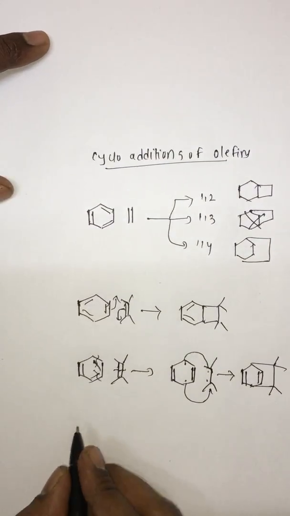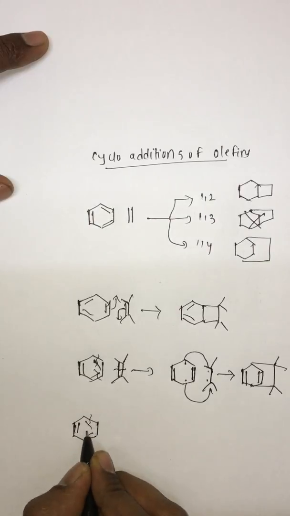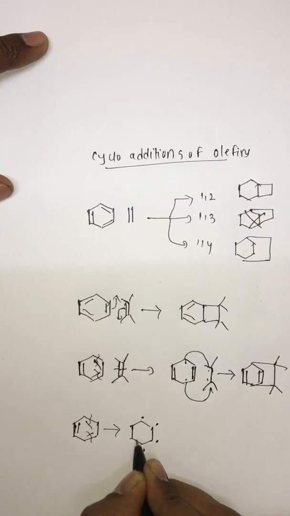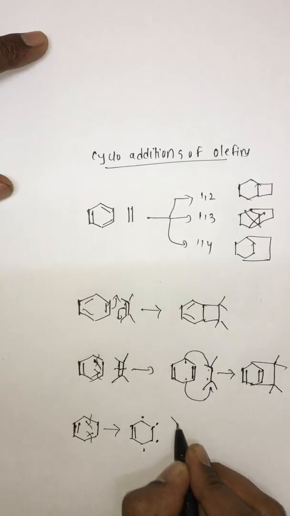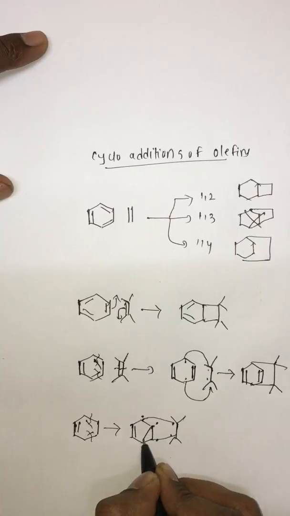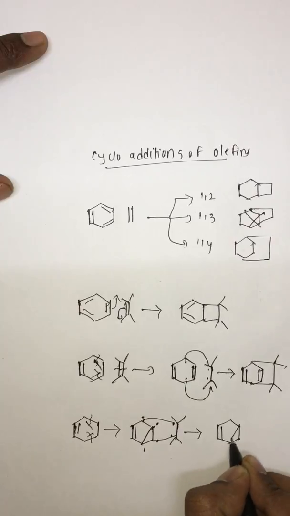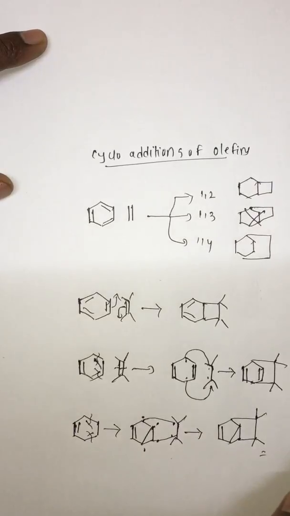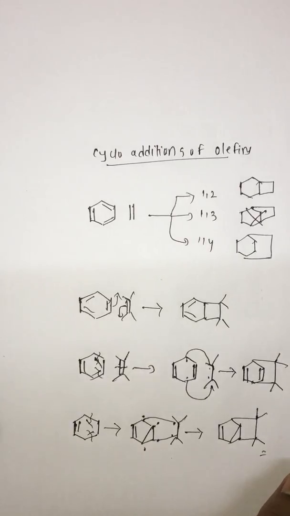And for the meta product, we'll break these two. So this is 1,3, 1, 2, 3. These two should form a bond, right? So this one and this one, and these two form this kind of bond. So here ring contraction takes place in meta addition. So this is the product you will get for the meta product. Okay, this is about the cycloaddition for this one.